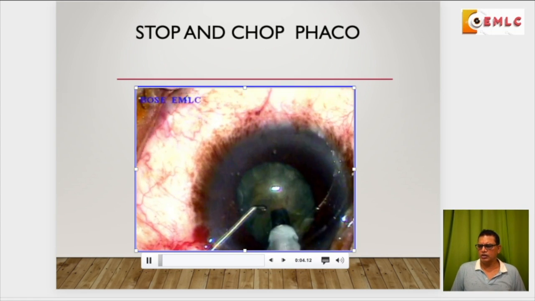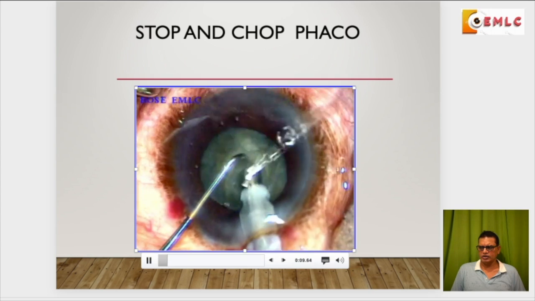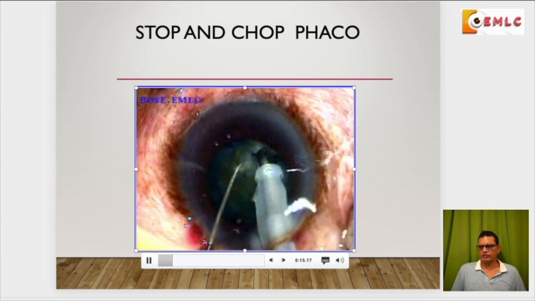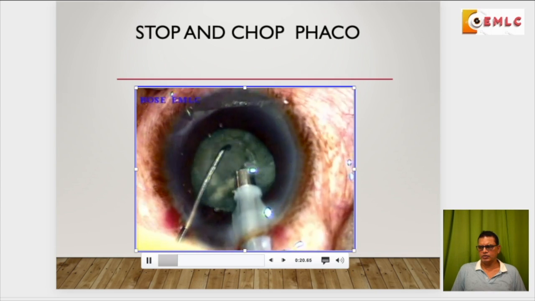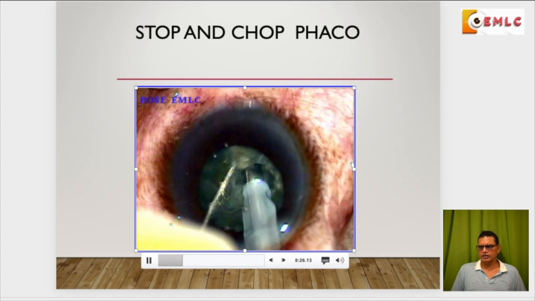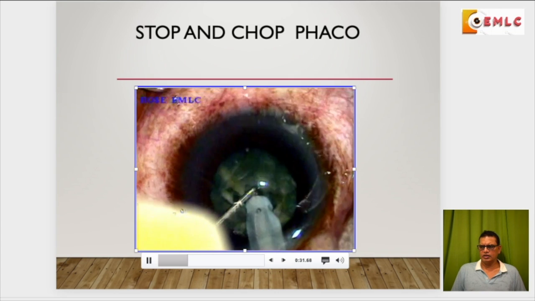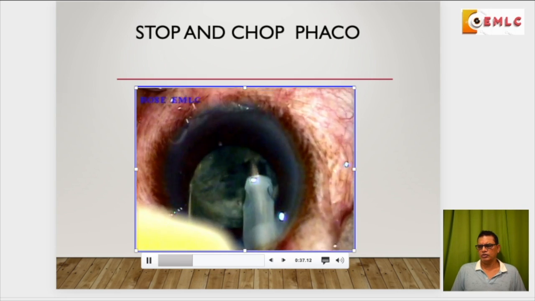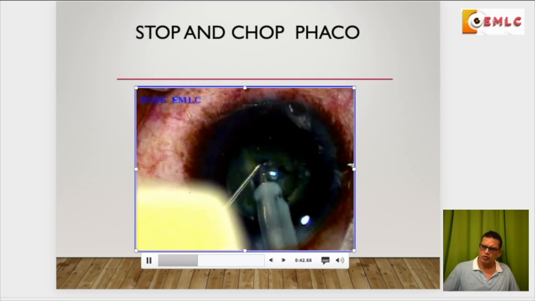After you have done a good dissection, rotated, I make sure that all my nucleus rotates very well before I start doing my phacoemulsification. After making the central groove, I'll crack the nucleus into two parts, and after the nucleus is cracked into two parts, I'll ultimately remove, break the quadrant into many small parts and remove them one after another.